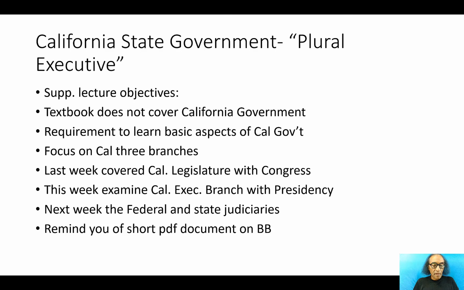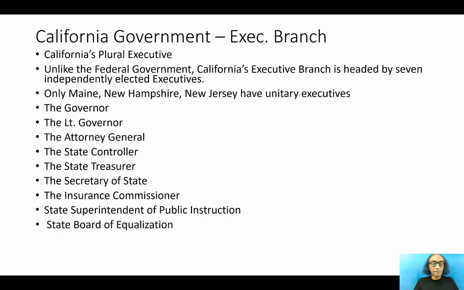Let me remind you that I have a very short PDF document on California government posted on Blackboard. It covers the three branches of government, and I urge you to review that PDF document as well.